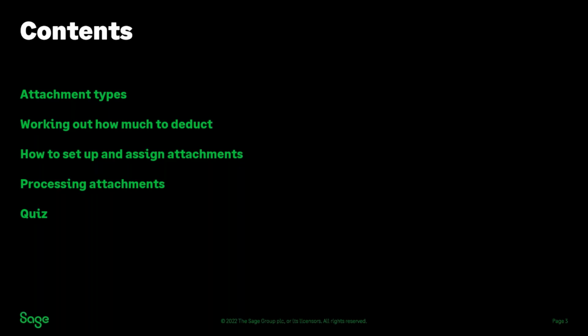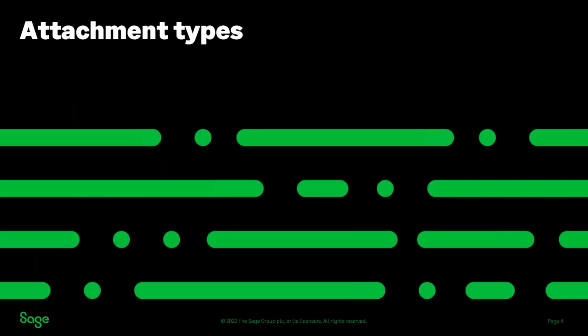We're then going to demo how to set up and assign the attachments to your employees. And we're going to finish the demo by processing the attachments. We're going to do a couple of pay dates just to show you the impact of some of the attachments that maybe carry forward deductions that haven't been made. And I have prepared at the end, if we have time, a very quick knowledge check or a quiz with a couple of questions on today's topic. So that is our plan. Let's now move on and take a look at attachment types.